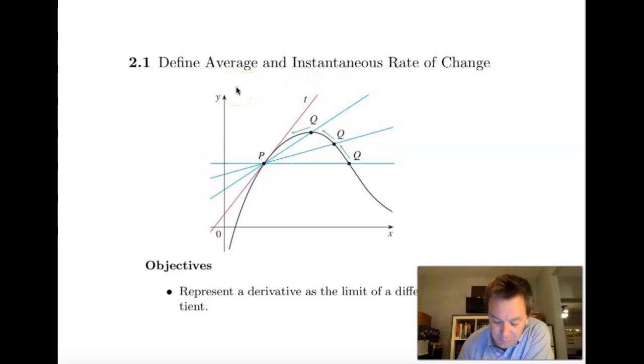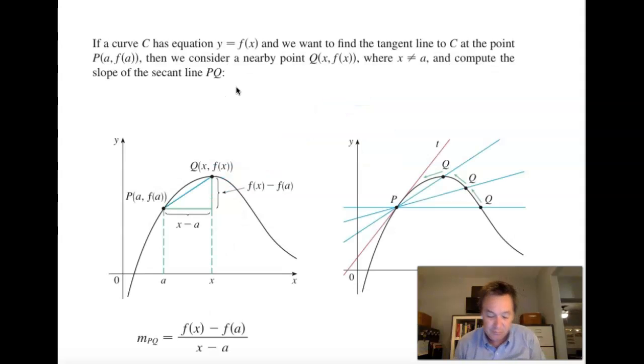All right, 2.1, we're going to talk about defining average and instantaneous rates of change. And our objective today, we're going to represent a derivative as a limit of a difference quotient. So we're jumping back to here.